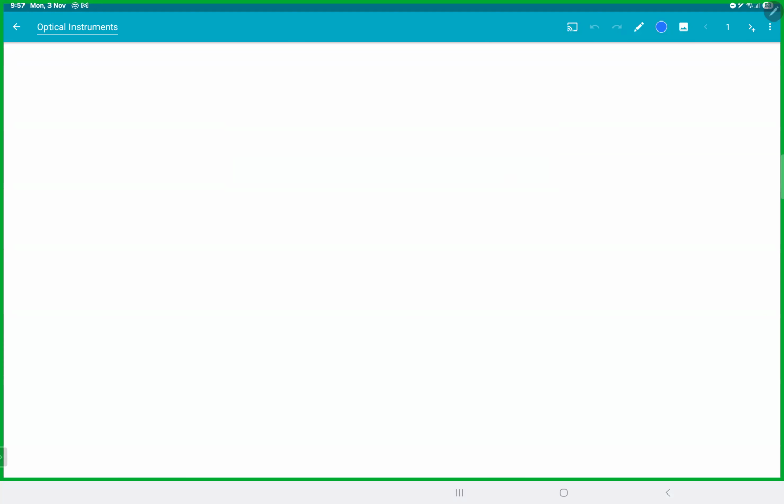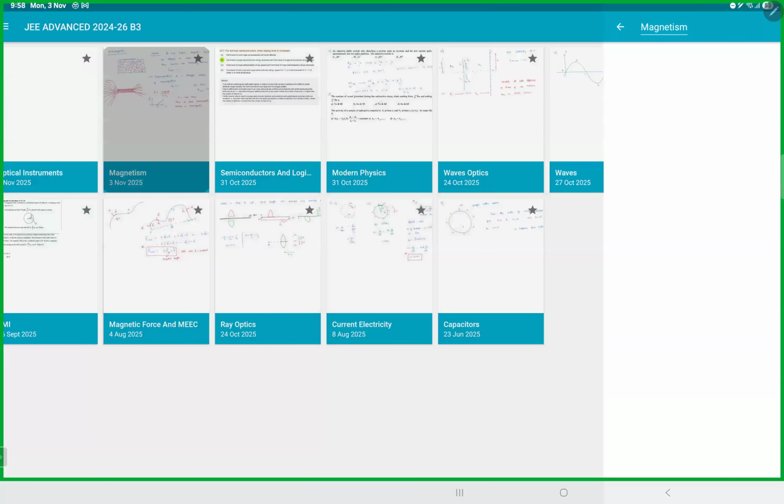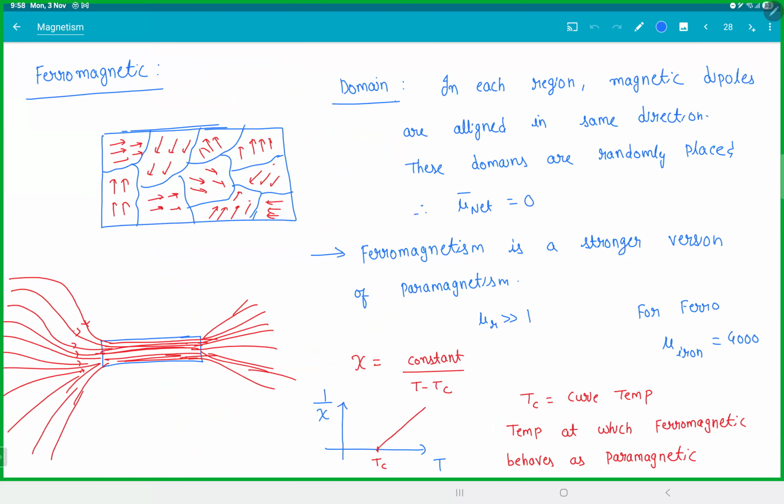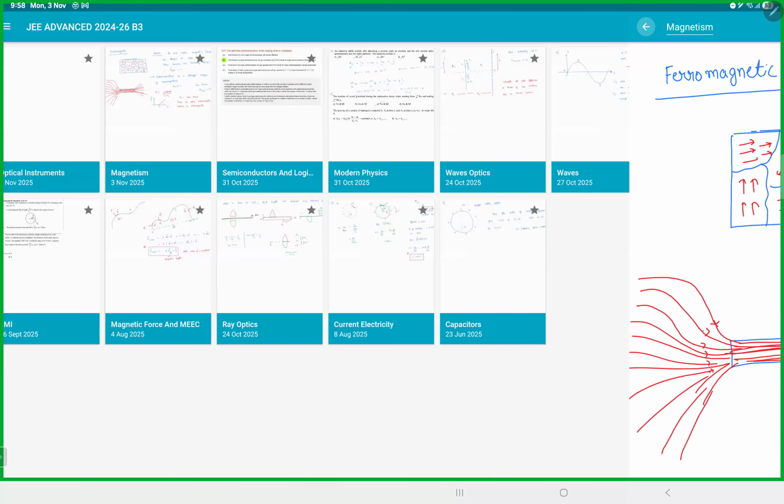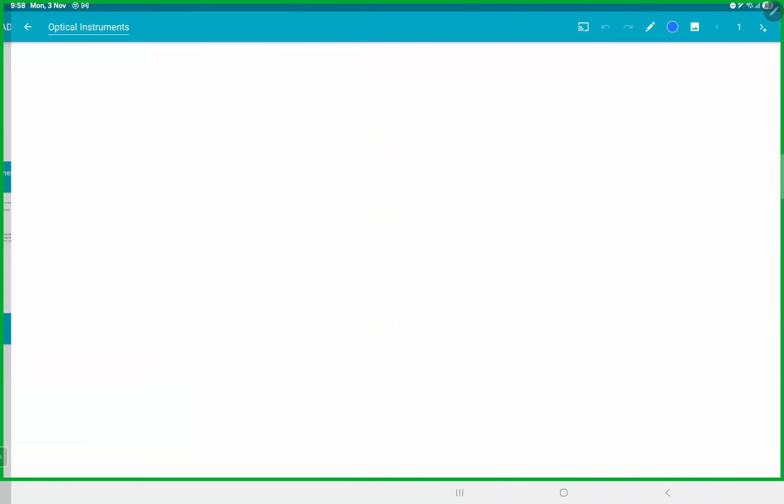Before Tc, 1 by chi is not defined. It becomes paramagnetic, it is not ferromagnetic anymore, so we don't define it. If the temperature is less than the critical temperature, we don't define it. The graph basically stops. You're asking this, right? The graph is not defined because it's a graph for ferromagnetic materials, but the material has become paramagnetic.